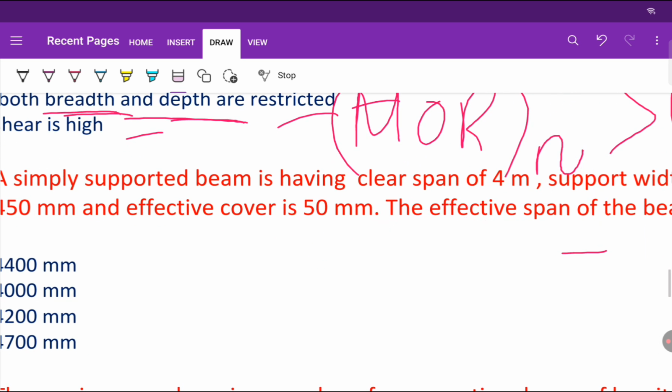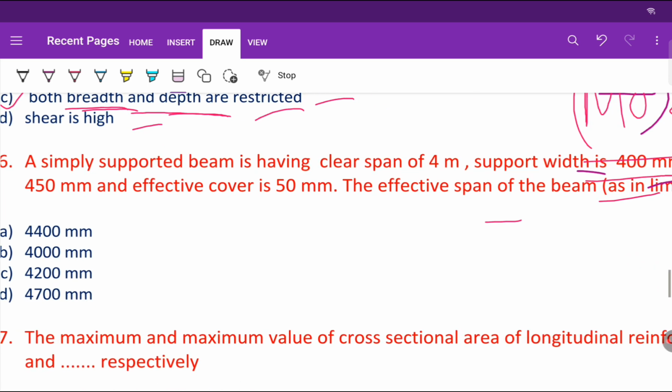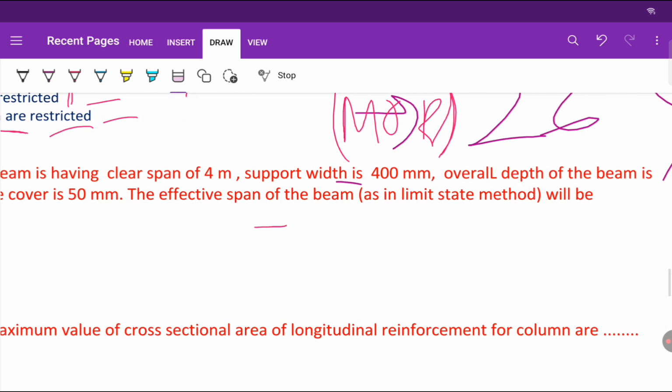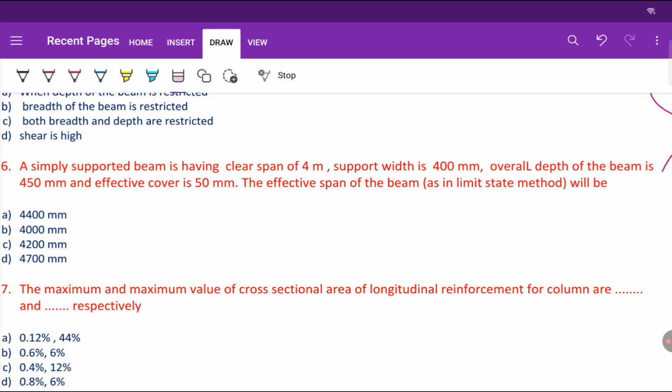So let's see the next question. A simply supported beam is having a clear span of 4 meter, support width is 400 mm, overall depth of the beam is 450 mm and effective cover is 50 mm. The effective span of the beam as per the limit state method will be, see this question is taken from limit state design. When we design a beam, the first step is to find the effective span. So how will you proceed with this question?